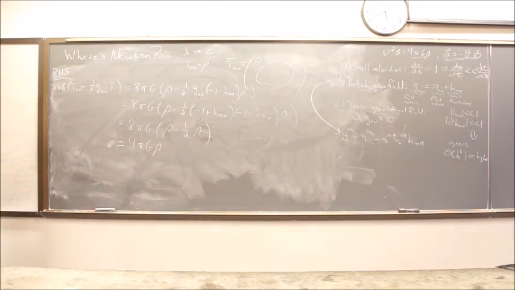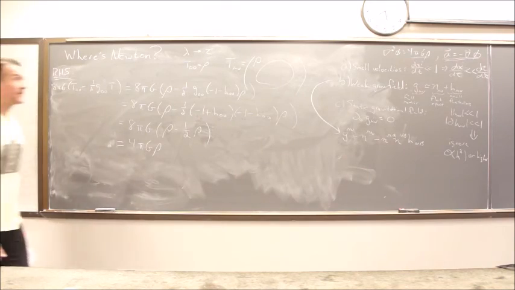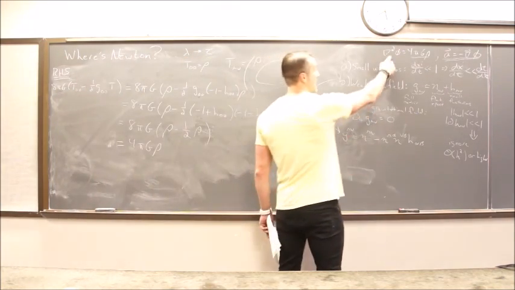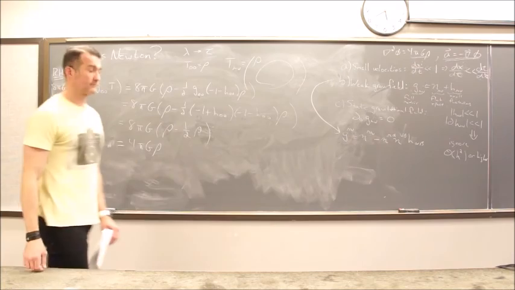Now we've got to do the left-hand side. If the left-hand side gives us del squared phi, we are golden.